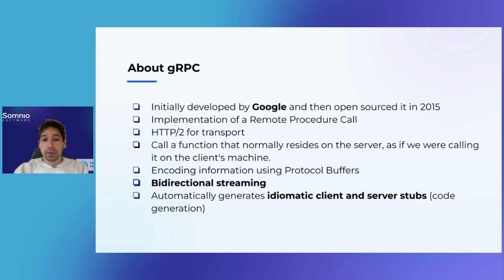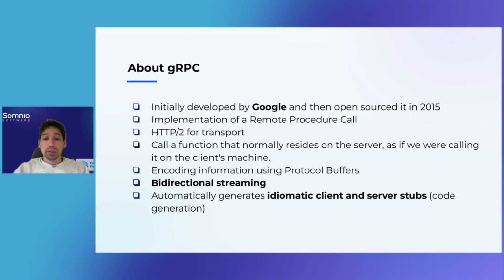Another thing about gRPC is that it encodes information using protocol buffers. We are going to explain what that is. And one of the coolest things about this protocol is that it provides bidirectional streaming. So we will have cool use cases such as streaming things from the server, or backward.